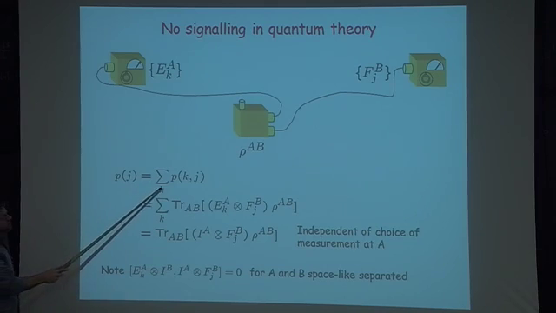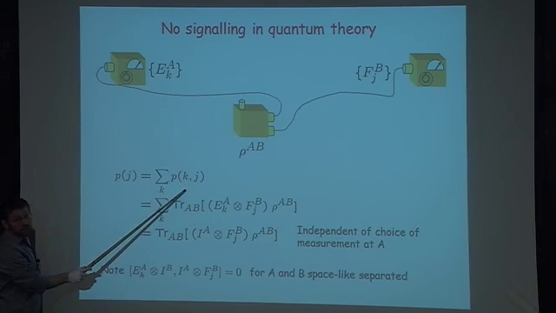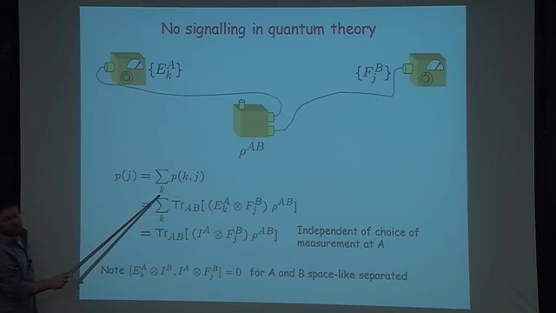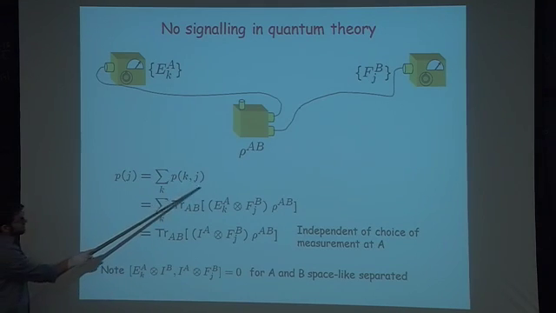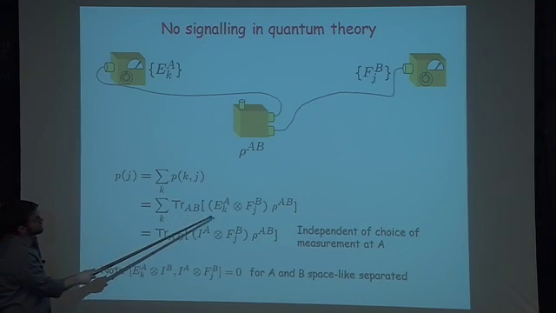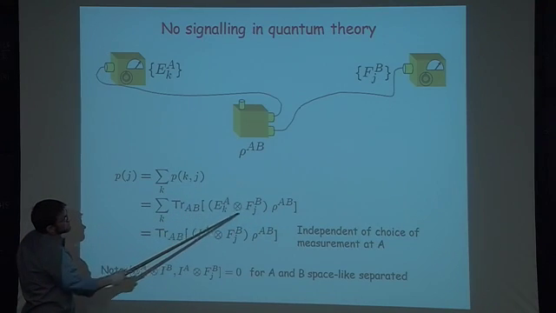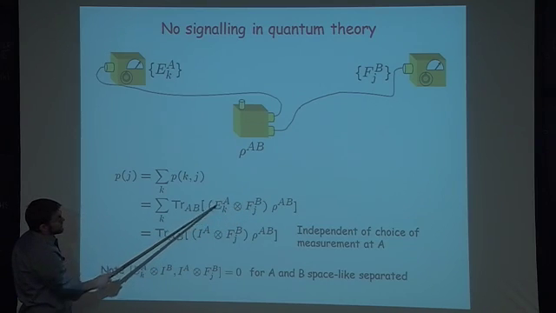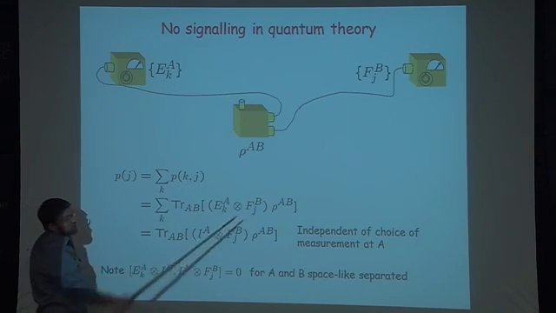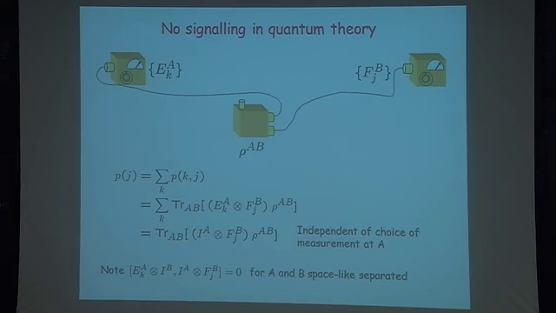And so to do that, I should just calculate the probability of joint outcomes, K and J, and then sum over K. So I just take the marginal for this. The probability of the joint outcome K and J is just going to be the trace over A and B of rho AB times E_K^A tensor F_J^B, right? So this is the operator I use for the kth outcome here. This is for the jth outcome. This is the way I should calculate that probability.